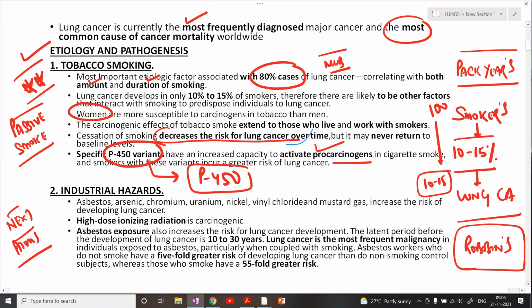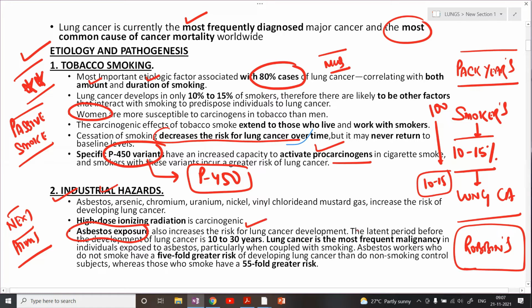Now, as I already mentioned, though tobacco smoking is playing a major part in lung cancer causation, there are other etiological factors associated with lung cancer. Secondly, we have industrial hazards. All these industrial ionizing radiations or heavy metals like asbestos and arsenic are important causes. But one very important thing we have to understand is the association with asbestos exposure. Asbestos exposure is one of the industrial hazards and an occupational lung disease also, which is increasing the risk for lung cancer.